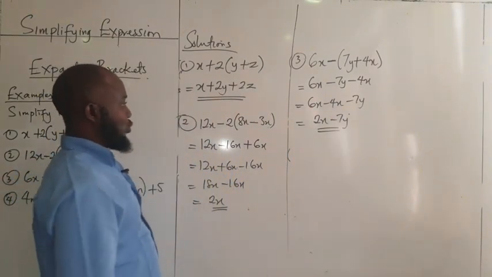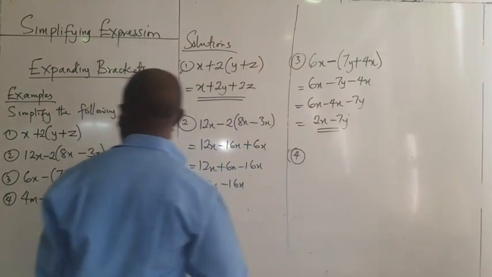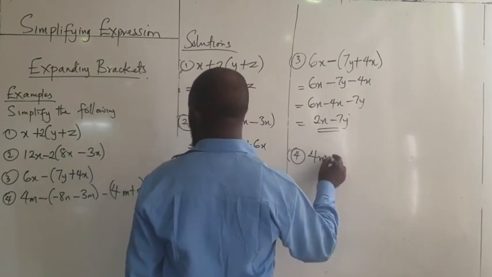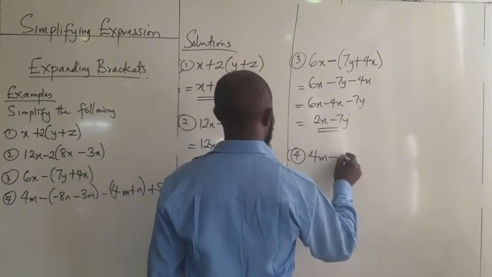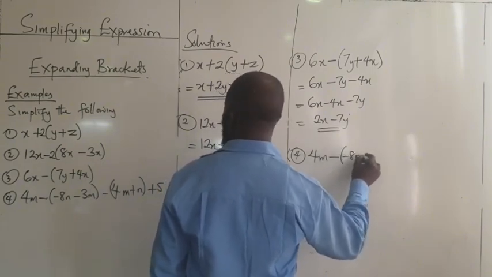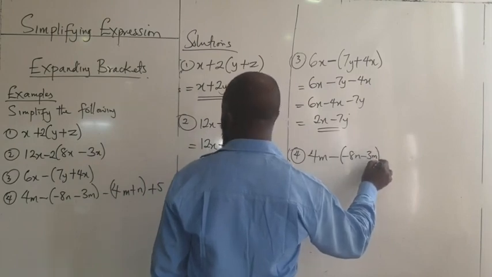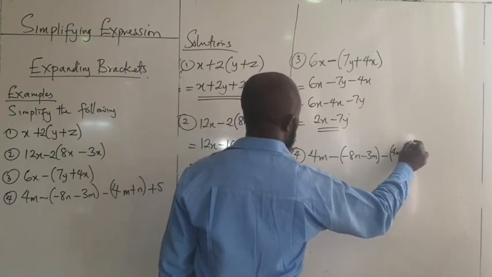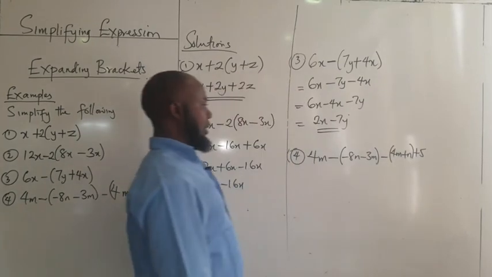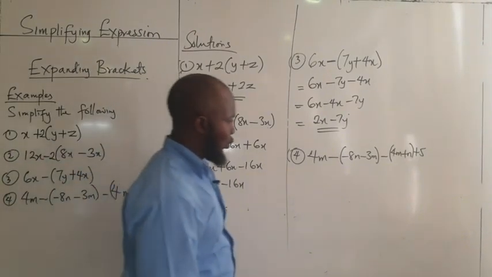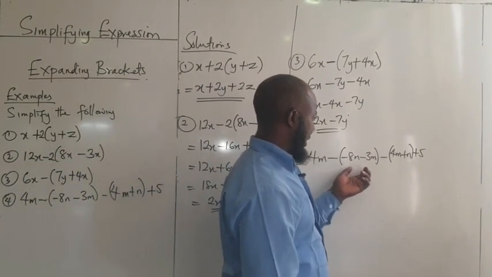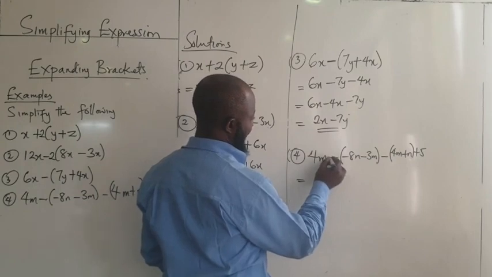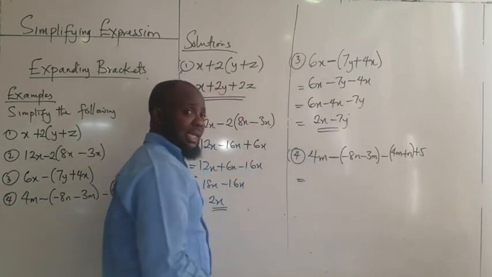All right. The last one here is this very long one: 4m minus into brackets minus 8n minus 3n, all right, minus 4m plus n, and then plus 5. Don't bother yourself that this is too much. Just follow the process. We are going to open these brackets together. What we're going to use to open this bracket is minus, just like the last one, because what we have outside it is minus.